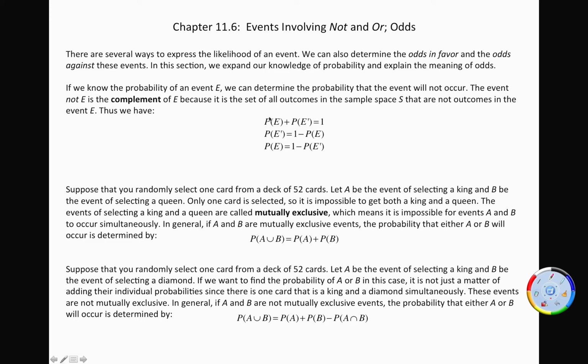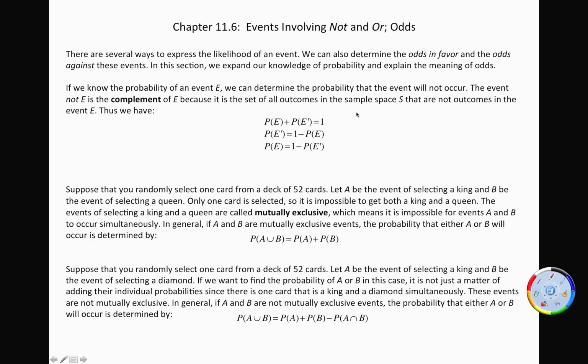Remember when we first talked about our fundamentals of probability and we said the sum of all the probabilities of a sample space always add to 1? Well, that means the probability of your event happening plus the probability that the event does not happen equals 1. And from this equation, we can solve for the probability the event does not happen or the probability the event does happen and get these two.